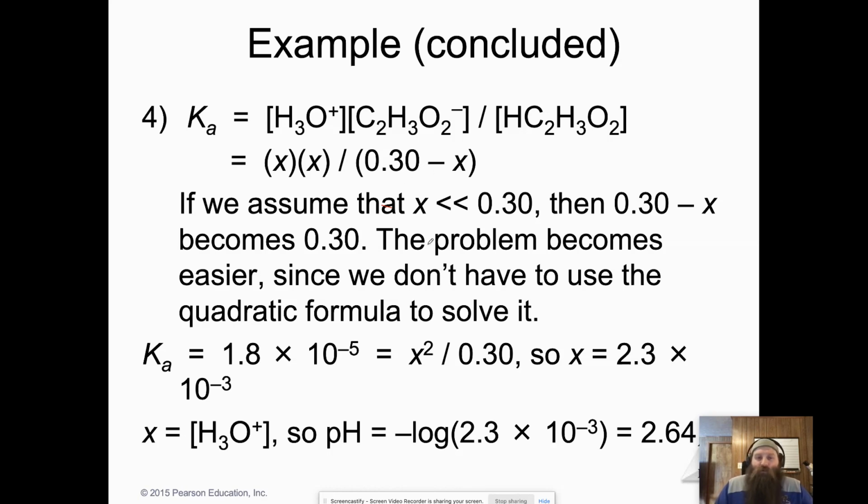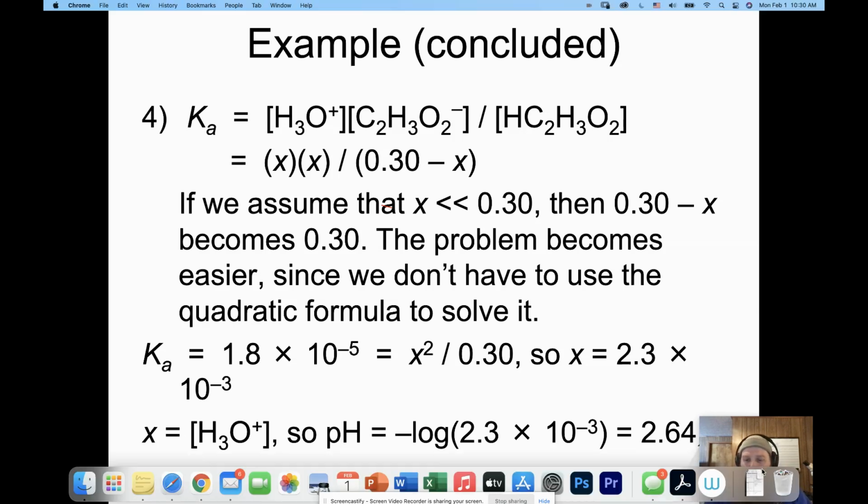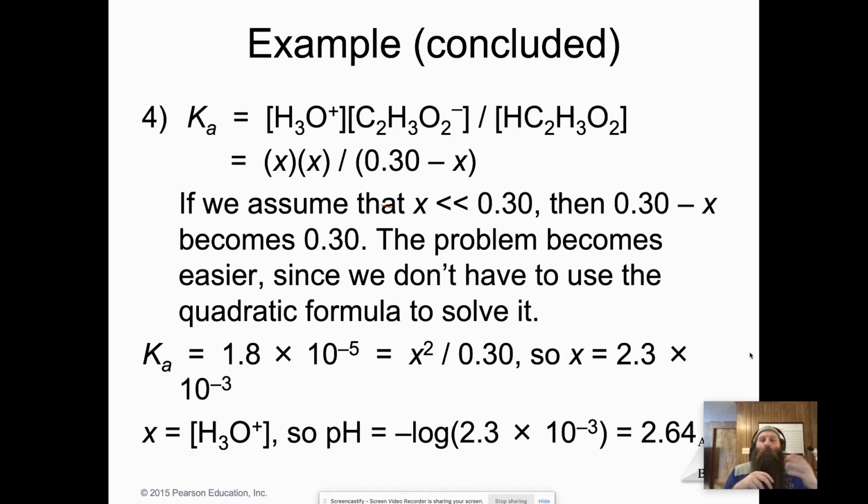Well, if you're going to assume that X is much less than 0.3, then 0.3 minus X is going to be 0.3. It's going to be very small. And we can assume that because we don't want to use the quadratic formula. So in this case, we're going to say that 1.8 times 10 to the negative fifth is going to equal X squared over 0.3. So X is going to be 2.3 times 10 to the negative third. Now that we know X, that's our concentration of hydronium. So if I want to find the pH, I take the negative log of that number, and in this case, I get 2.64. And we'll look at some more of those in the math videos.